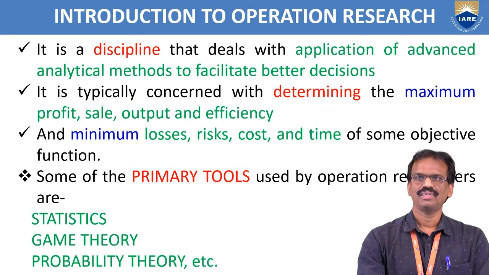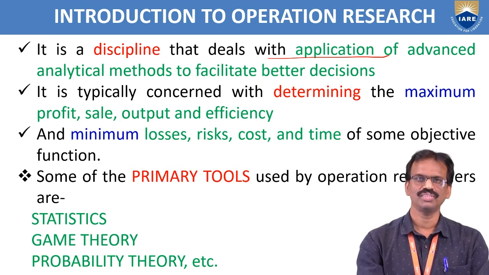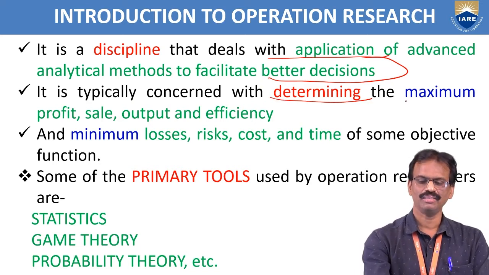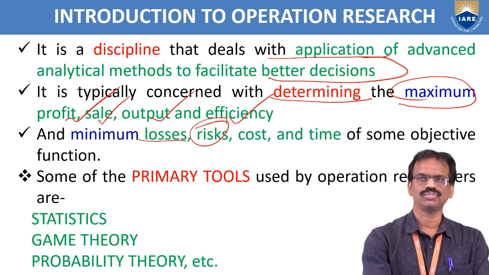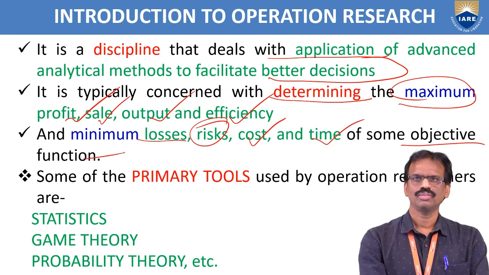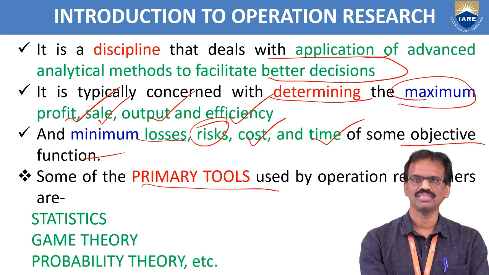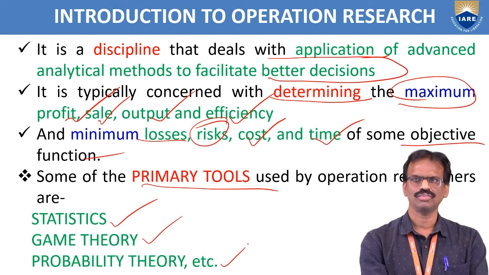It is the discipline that deals with the application of advanced analytical methods to facilitate better decisions. It is typically concerned with determining the maximization of profit, or maximization of sales and output or efficiency, and minimization of losses, risks, cost and time of some objective functions. Next, some primary tools which are used in operation research are mainly statistics, game theory, probability theories, etc. So we'll see all these things.